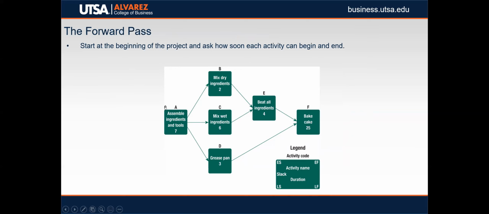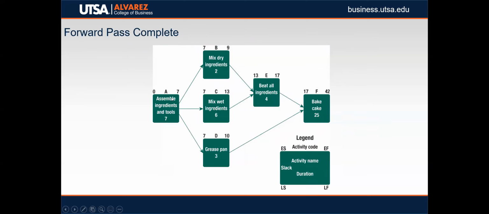So we know we start off with 0 days, 0 plus 7 is 7. And we can quickly go through this where the 7 gets carried over to each one of the activities, B, C, and D. We add 2, that gets us 9. 7 plus 6, 13. 7 plus 3 is 10. Remember, we're doing a forward pass, we're adding.